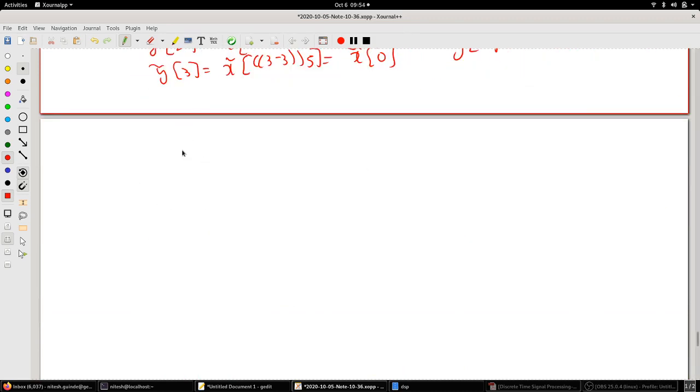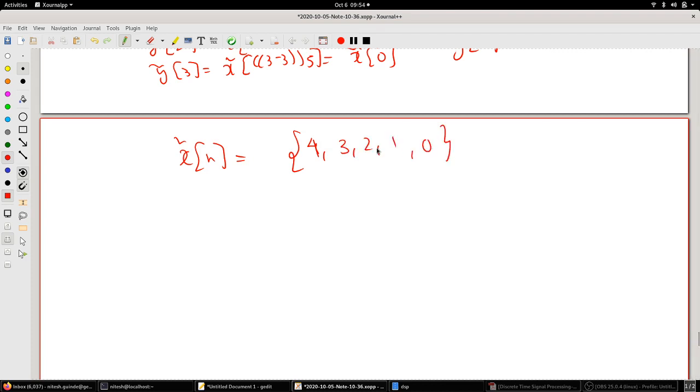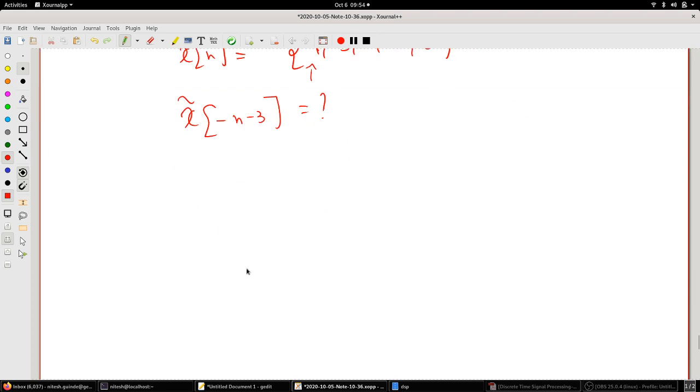So think about this, you are given x tilde of n, which is 4, 3, 2, 1, 0, and you are told this is periodic in 5, n is 5, this is your 0. You are told to find out x tilde of minus n minus 3. This is what you want to find out. So first thing what you will do is, what is this sequence?